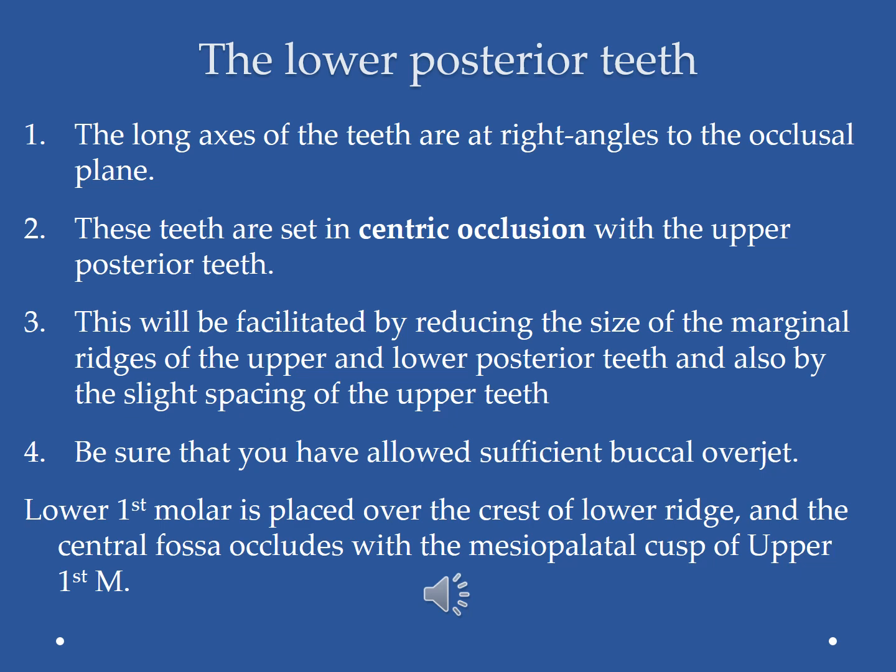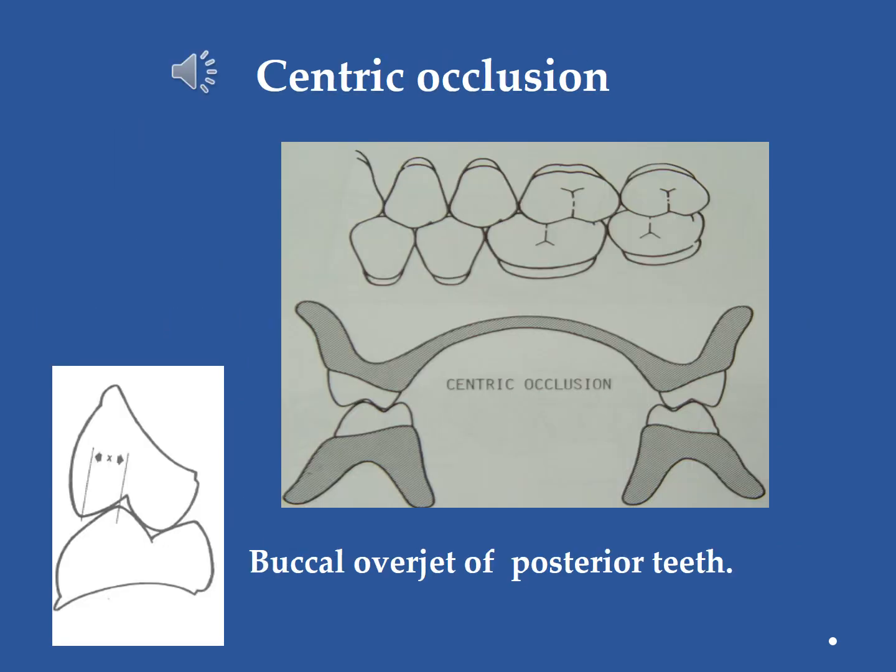It's very important that the lower first molar is placed over the crest of the lower ridge and the central fossa occludes with the mesopalatal cusp of the upper first molar. This is considered the key of occlusion. So in centric occlusion, there should be maximum intercuspation between upper and lower posterior teeth. Every functional cusp should contact the opposing fossa or marginal ridge.